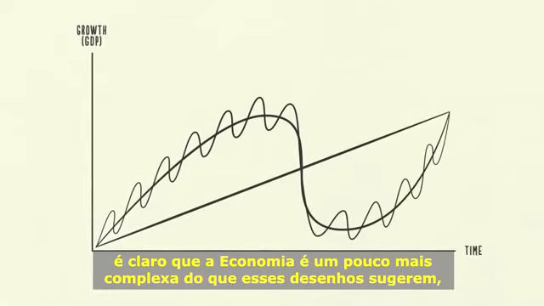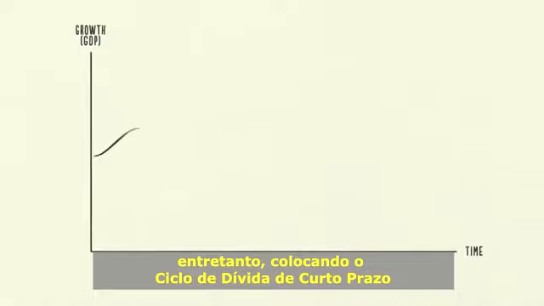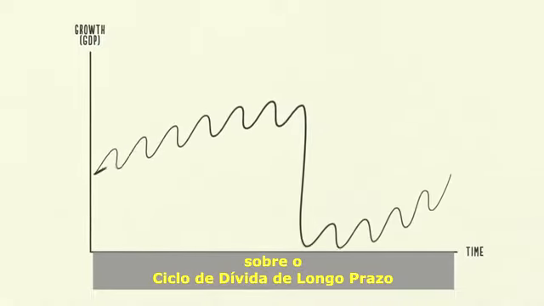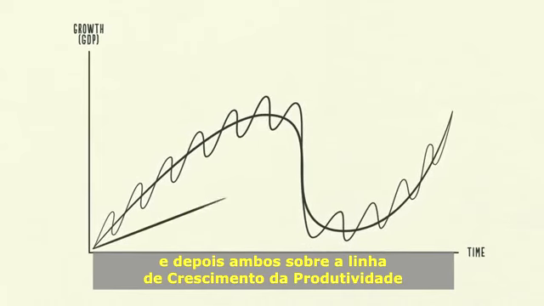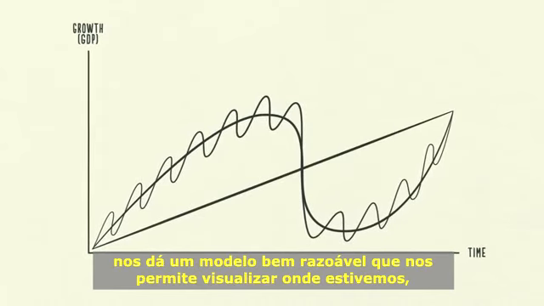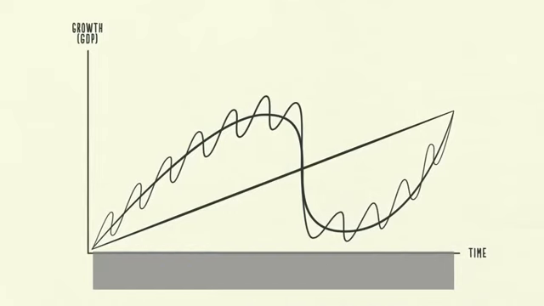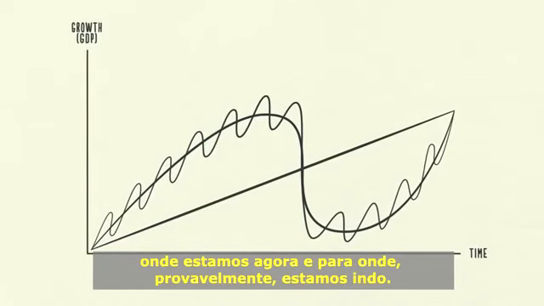In closing, of course, the economy is a little bit more complicated than this template suggests. However, laying the short-term debt cycle on top of the long-term debt cycle, and then laying both of them on top of the productivity growth line, gives a reasonably good template for seeing where we've been, where we are now, and where we're probably headed.